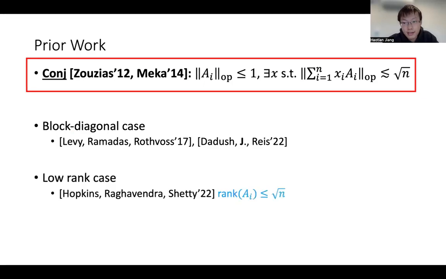A more relevant case is the low rank case. And it was proved by Hopkins, Raghu, and Shetty last year that the conjecture is true under the additional assumption that the rank of each matrix ai is at most root n. But before discussing this result, why is the low rank case even interesting?